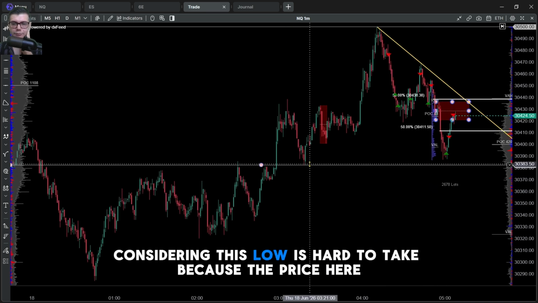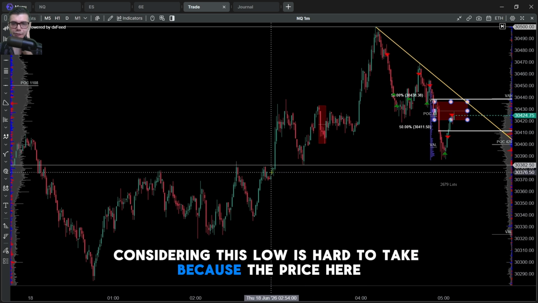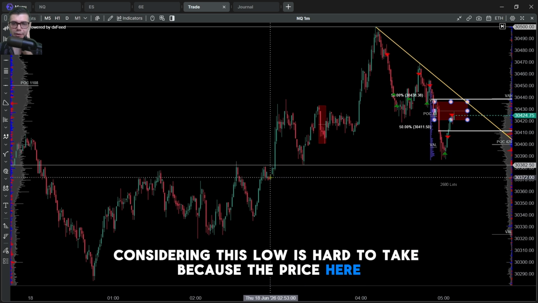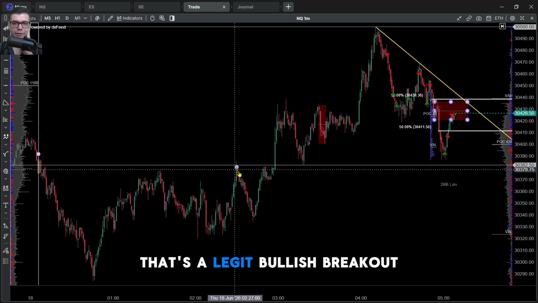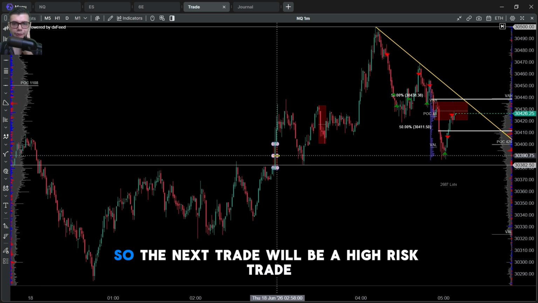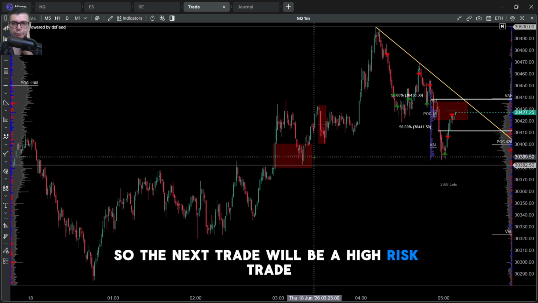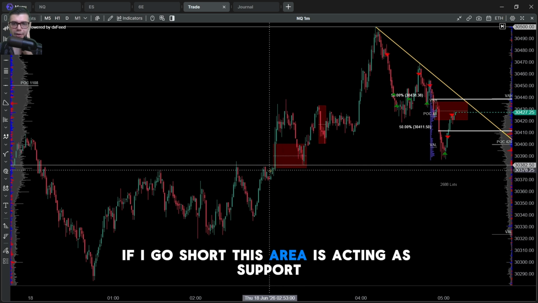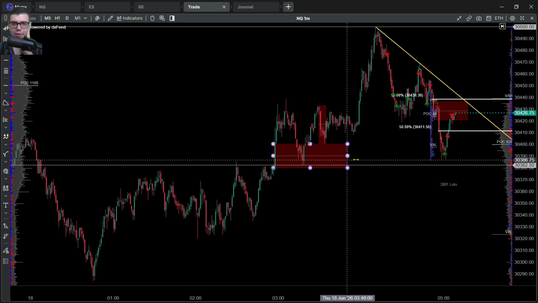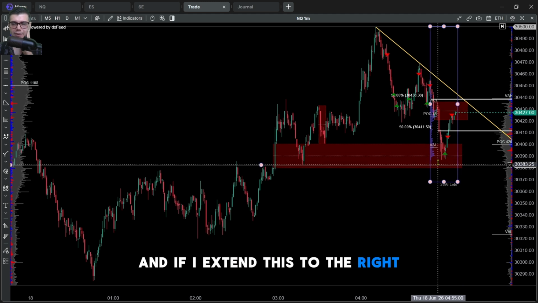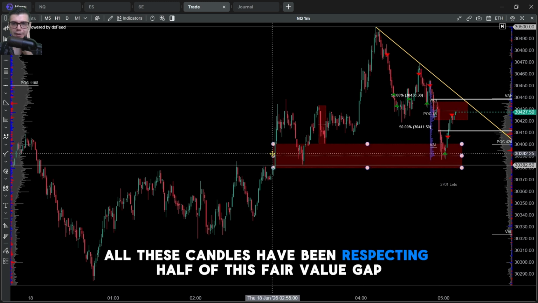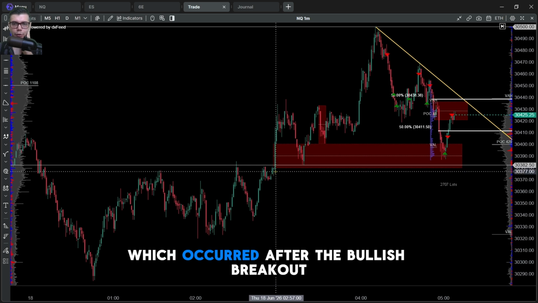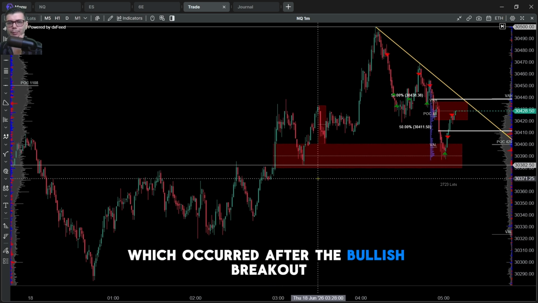Considering this low is hard to take because the price here, it went way higher with a gap. That's a legit bullish breakout. So the next trade will be a high risk trade if I go short. This area is acting as support. And if I extend this to the right, we see all these candles have been respecting half of this fair value gap, which occurred after the bullish breakout.